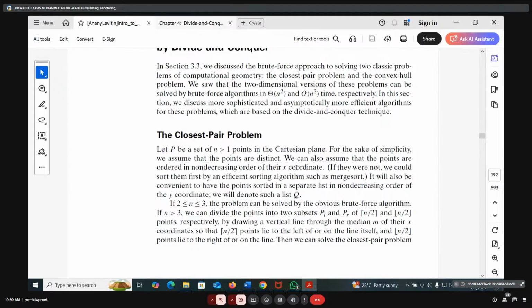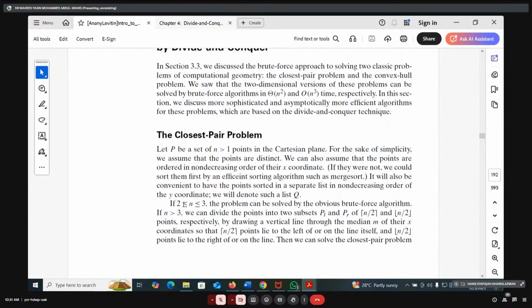It will also be convenient to have the points sorted in a separate list in non-decreasing order of the y coordinate. So I apply first the x coordinate, then the y coordinate. This is the condition for the closest pair problem. The y-sorted list we denote as Q. So we have P and Q.